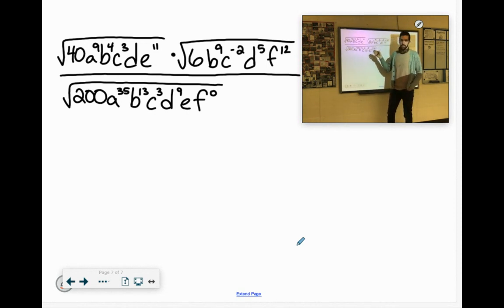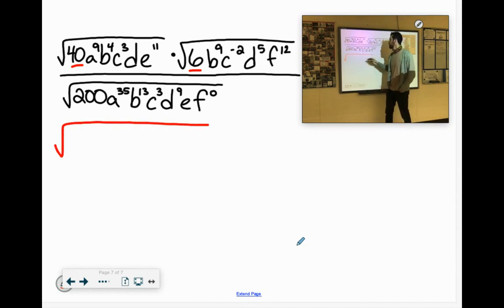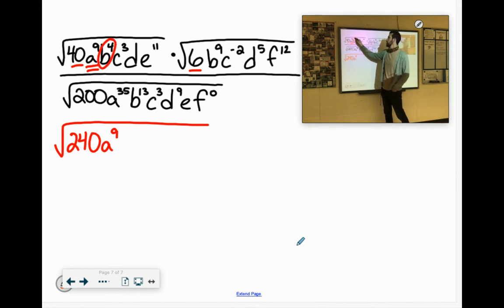We're multiplying these radicals. So I have 40 times 6. 4 times 6 is 24, so 40 times 6 would be 240. Now when we multiply variables with exponents, remember we add the exponents. So a to the 9th, there are no other a's, so it's just a to the 9th. For the b's, we got b to the 4th times b to the 9th. 4 plus 9 is 13.